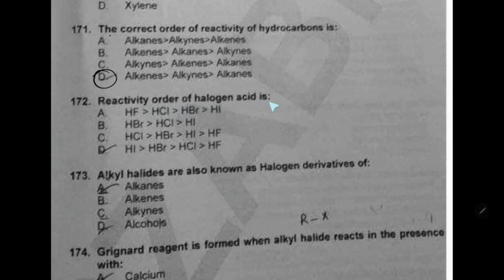Reactivity order of halogen acid is. To halogen acid mein HI sabse stronger acid hai, uske baad HBr. Yani this is HF, HCl, HBr and HI. Down the group acidity increases. So HI is stronger than HBr, stronger than HCl and HCl stronger than HF. Choice D. Alkyl halides are also known as halogen derivatives of alkanes. That is choice A.